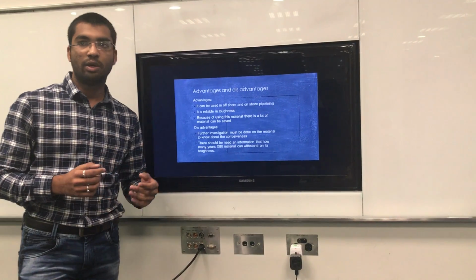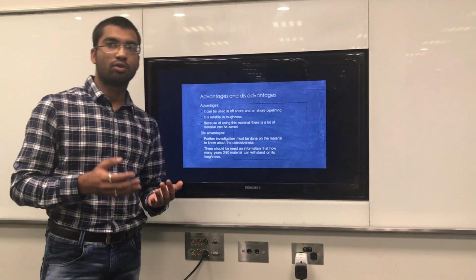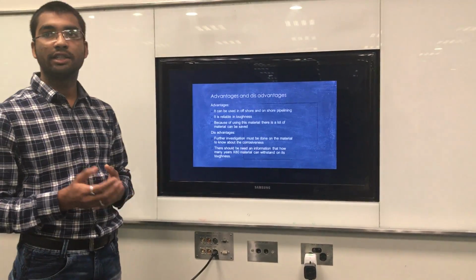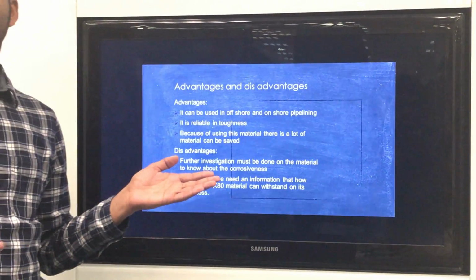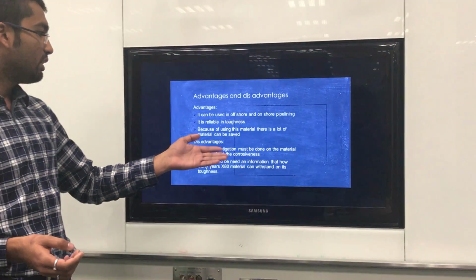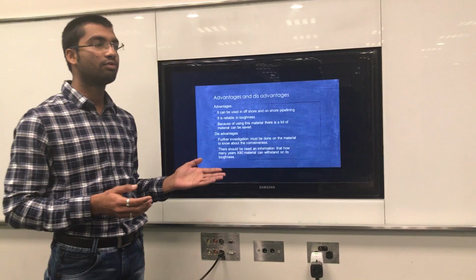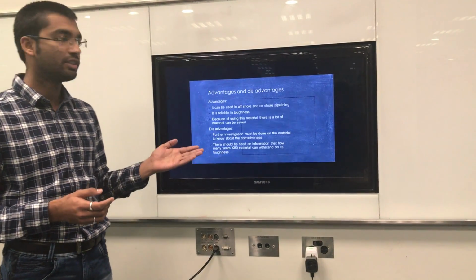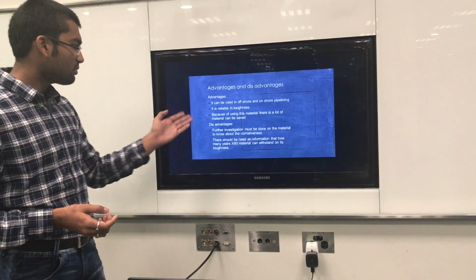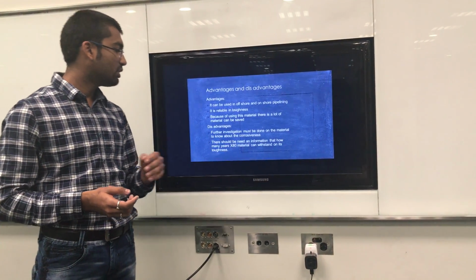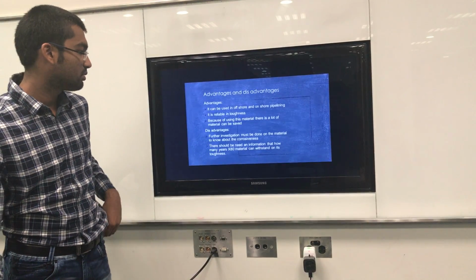Advantages and disadvantages. The major advantage of my material is that it can be used in onshore and offshore pipelines, and it is reliable. It gives reliable toughness, and we can save lots of material. Disadvantages: investigations must be done on the material to know its corrosiveness, because it was not covered in this experiment whether it can withstand corrosion. There is a need for information on whether X80 material can withstand it with the toughness.